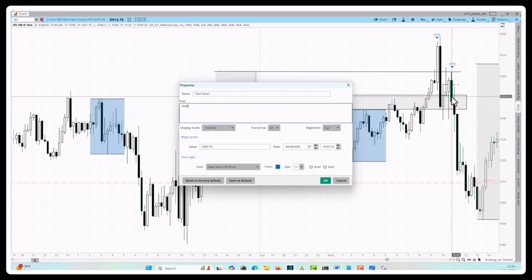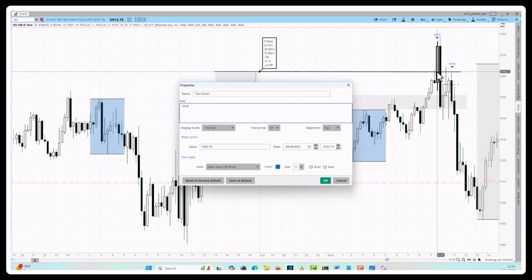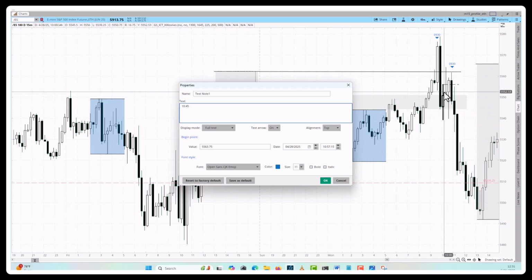So 10:45. So right here you have 9:45, so 1 hour later. At 9:45 you make the first down move, and it takes an hour to build the sell side liquidity. Then boom, it makes a huge second leg down right there.